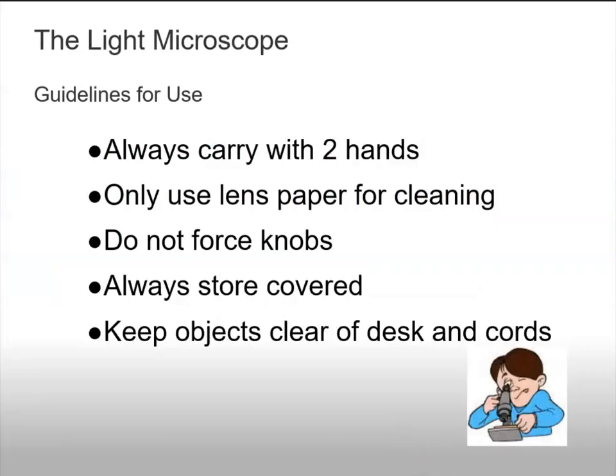So when we use a light microscope, you always want to carry a light microscope with two hands. We only use lens paper for cleaning. We don't want to scratch the lenses. You don't want to force anything when you're using a microscope. You don't want to force the knobs. We store it covered, and we keep objects away because you don't want to trip over cords and things like that. Okay, so big thing on the light microscopes, when we carry them, two hands, we don't want to force anything. Everything should move easily. If we force something, we're likely to break something a little bit more.